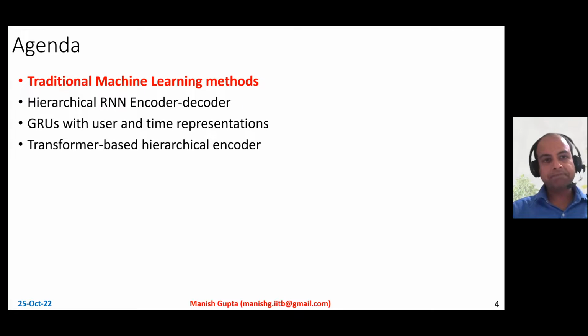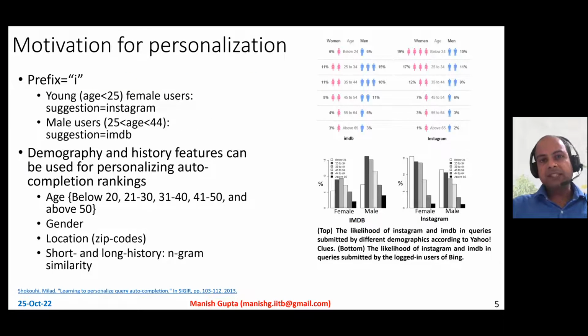So let's get started. Let me talk first about traditional machine learning methods for personalization. Now, personalization could mean several things. In the beginning, when people started doing personalization for query autosuggest systems, they started with simple things, personalization based on demography attributes like gender or age group or location, or short-term and long-term history. Those kinds of things.